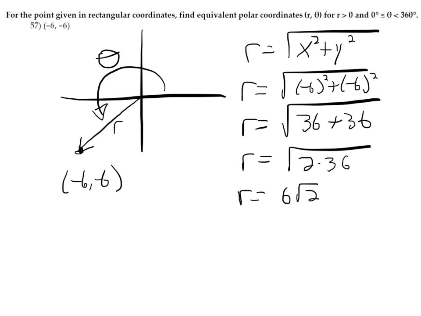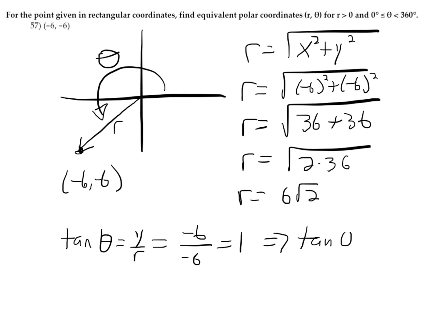And tangent theta equals y over x. This is our other formula. Y is negative 6, x is negative 6, so that equals 1. So tangent theta equals 1. That gives us theta equals, what could be pi fourths? That would be this angle, but we want this angle. That one's 5 pi fourths.